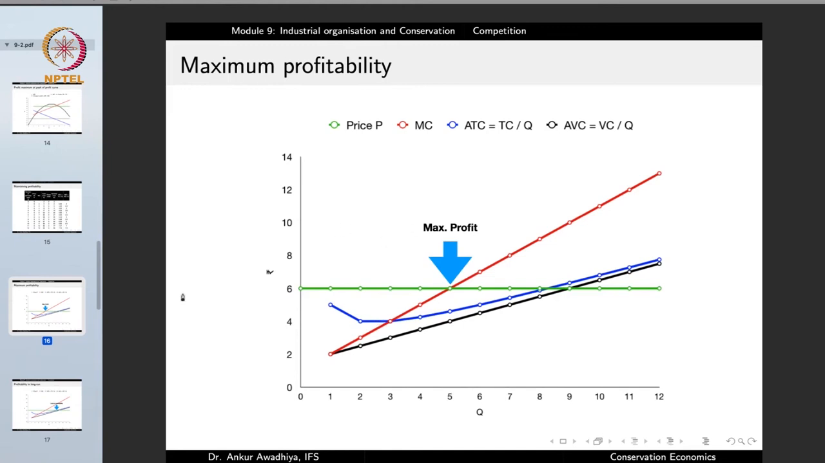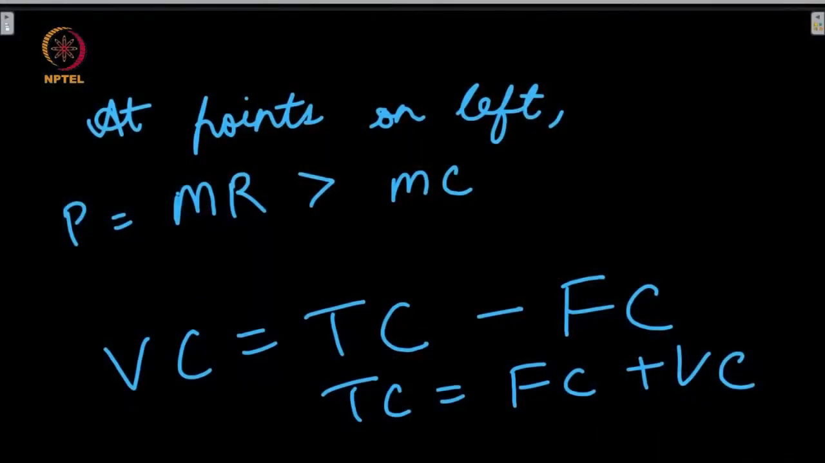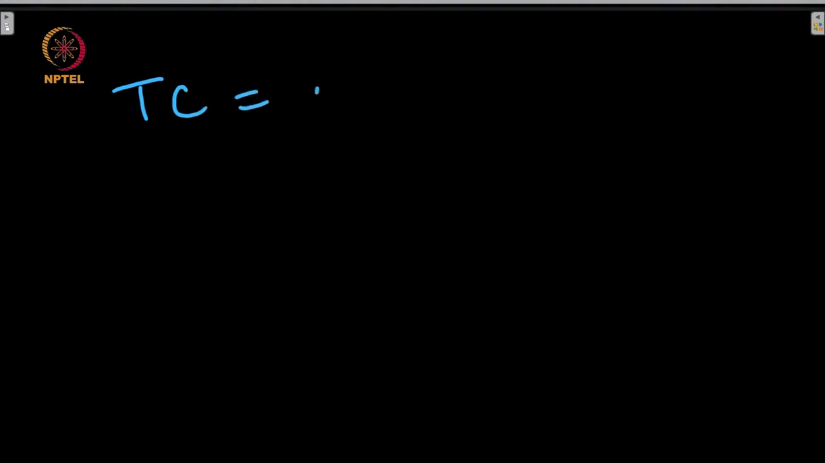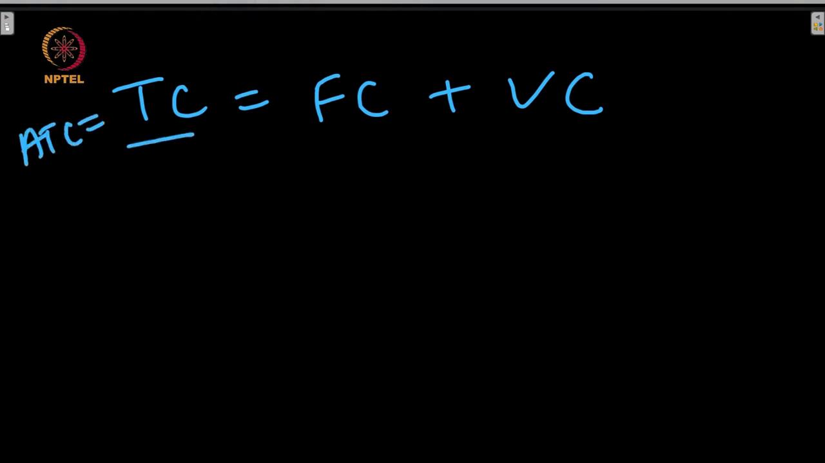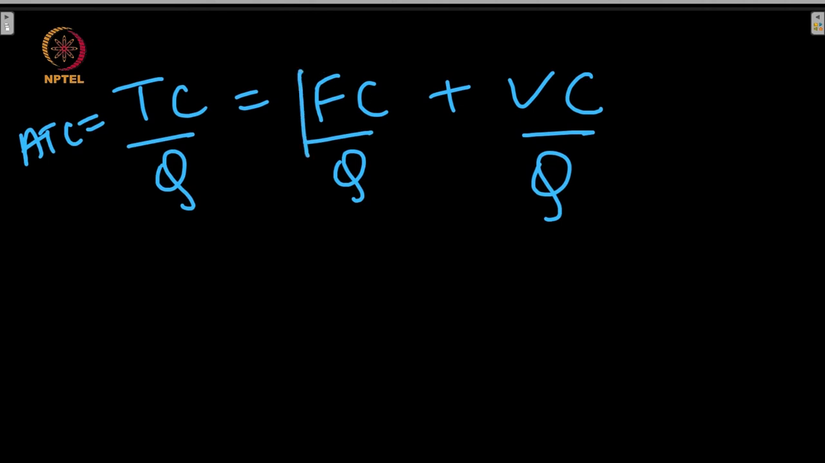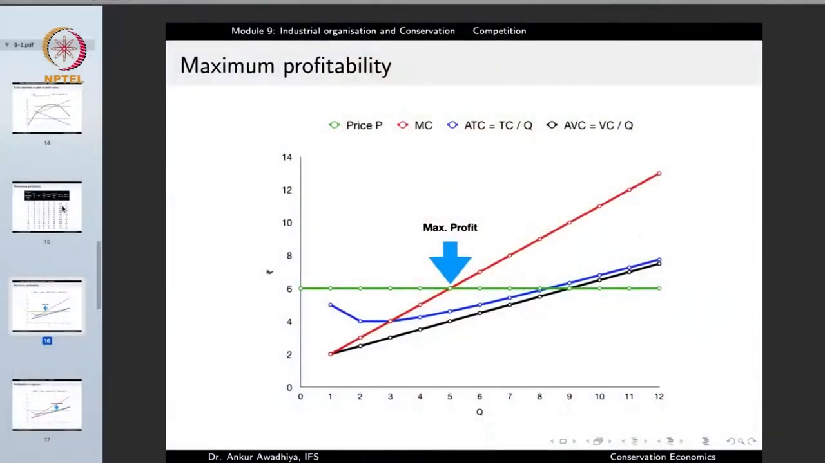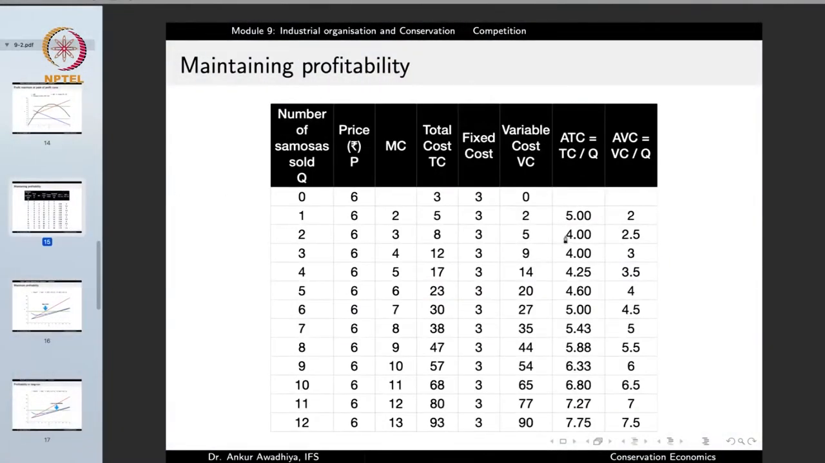when we look at the total cost, total cost is fixed cost plus variable cost. Now, average total cost will be given by total cost by Q is equal to FC by Q plus VC by Q. Now, in this case, the FC is a fixed value because this is a fixed cost, whereas the variable cost goes on increasing. Now, if we look at our chart, the average total cost reduces and then it increases, whereas the average variable cost goes on increasing.